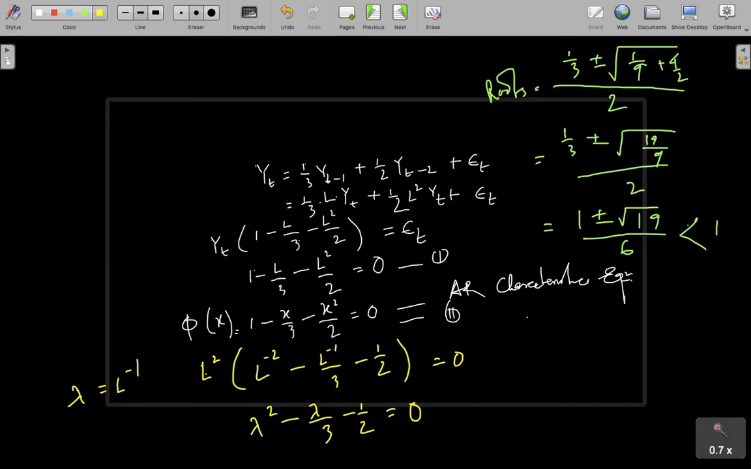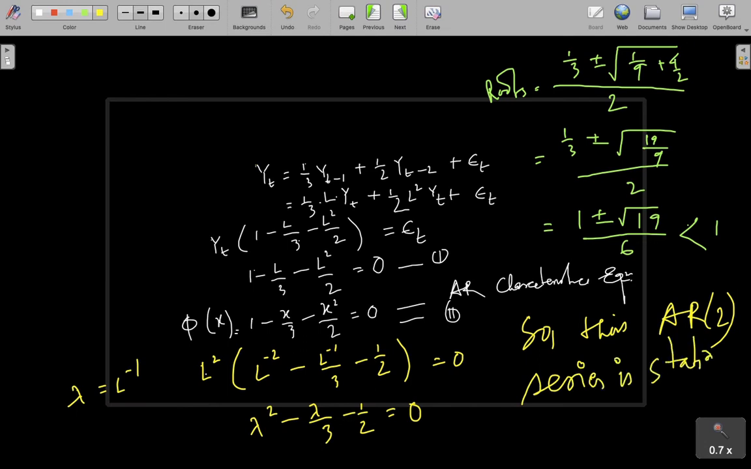So I can write, this AR2 series is stationary. Okay, the AR2 series is stationary. So my first problem is solved. Okay, next I will try to get the mean. The second problem is I need to identify the mean.